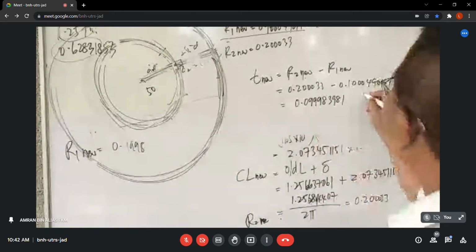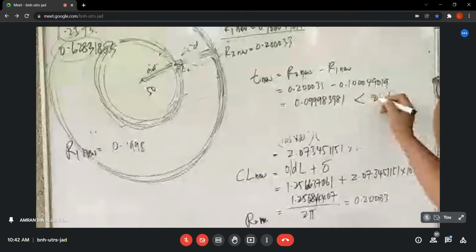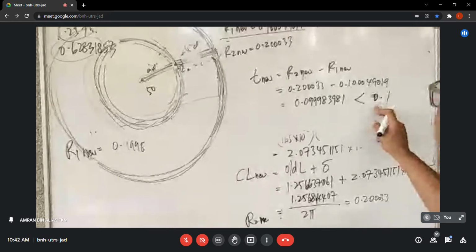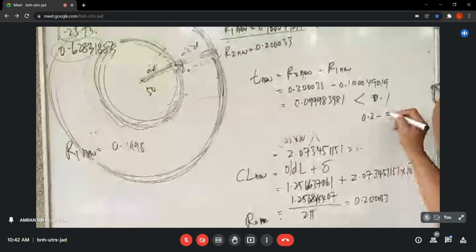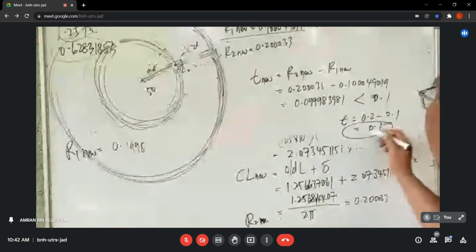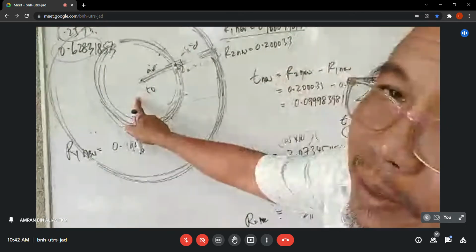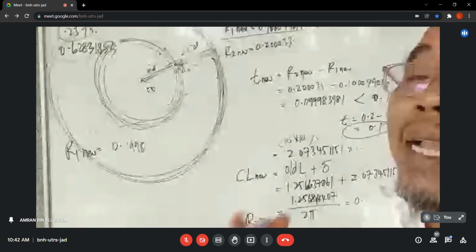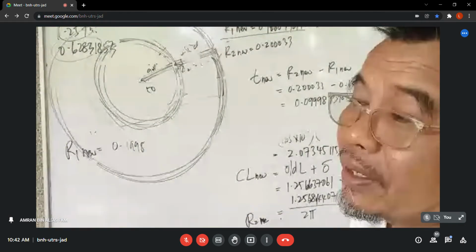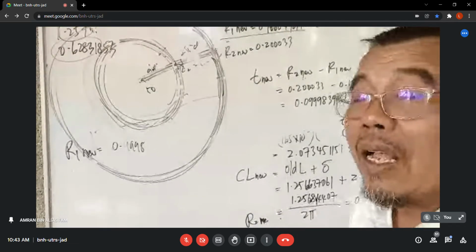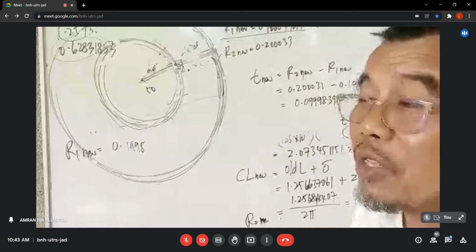So this is less than 0.1, right? Yes. The original one is 0.2 minus 0.1, which is equal to 0.1. So this is less than 0.1. Makes sense? Makes sense. That's how you do that calculation. Okay, are you with me?